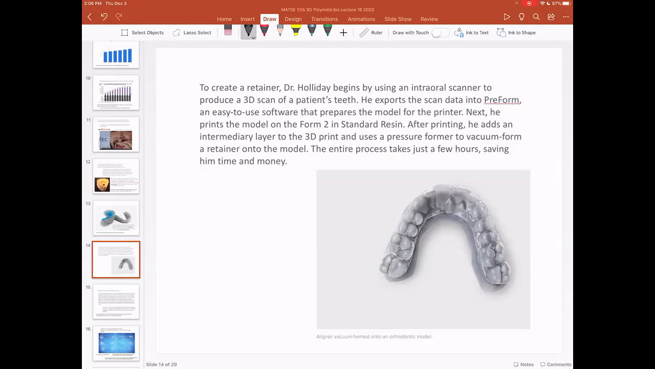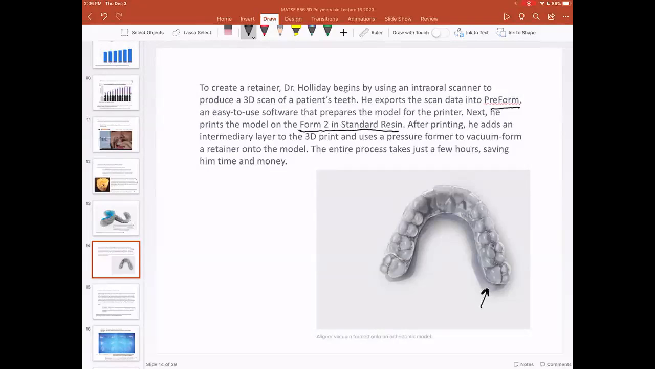And so we will look at a video about this in a couple slides here. But this idea of optical scanning or intraoral scanning, basically it's a laser scanner for your mouth. And then PreForm is the software that's used in the Formlabs printer to make a model and send it to the printer. And then he can print this right in standard resin.